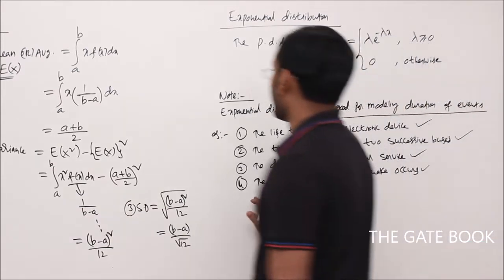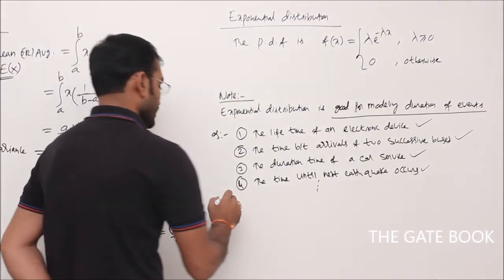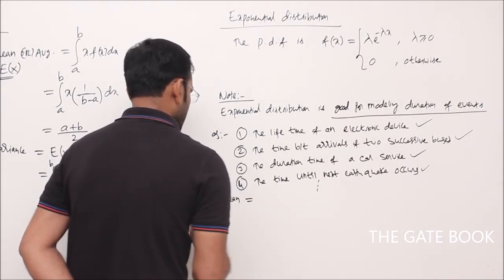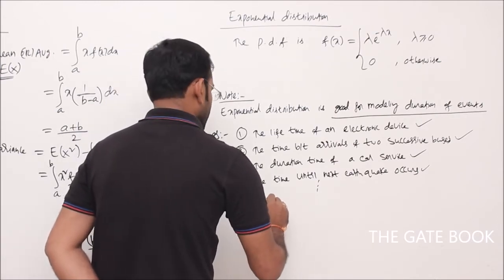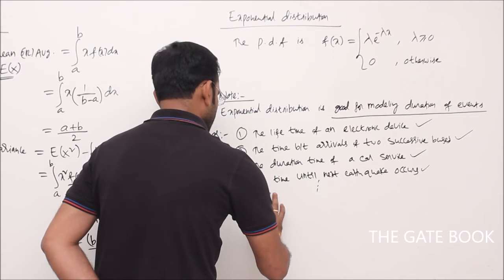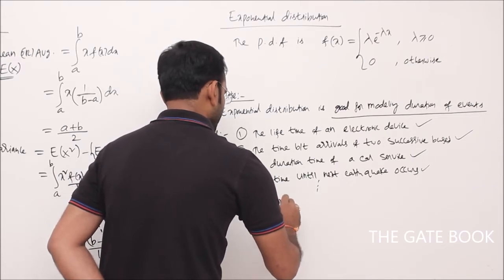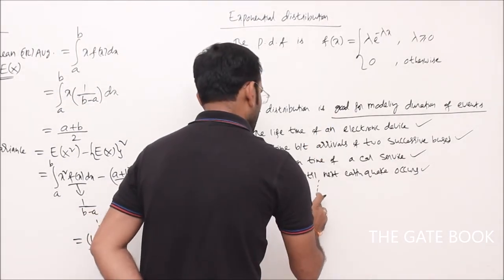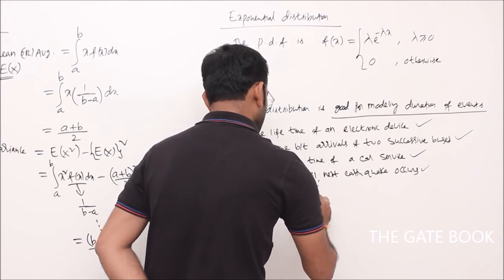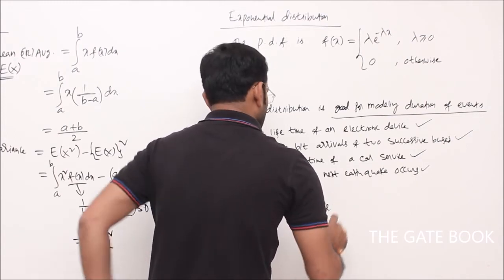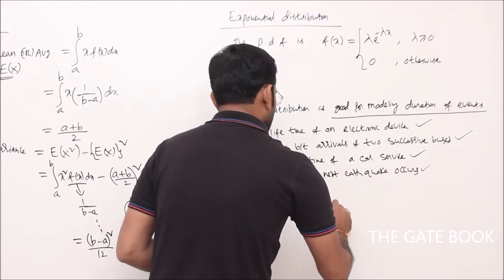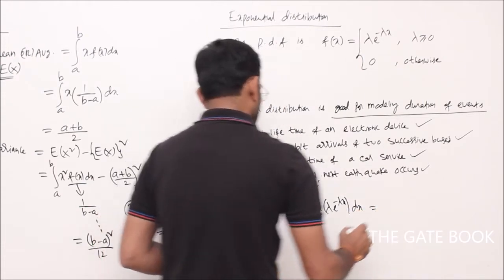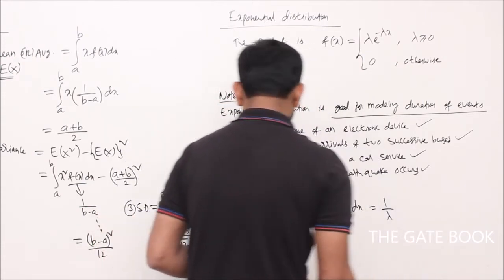See here, to find the mean of exponential distribution, we apply the same formula. Mean is given by integral of x into f of x dx. Our function is defined for lambda greater than or equal to 0, so we get integral 0 to infinity x into lambda into e power minus lambda x into dx. Evaluate that integral, and we get mean as 1 by lambda.